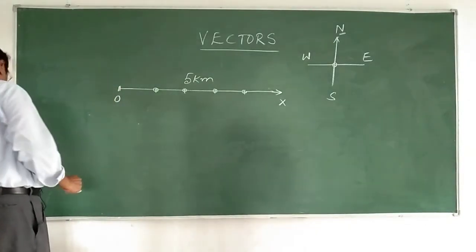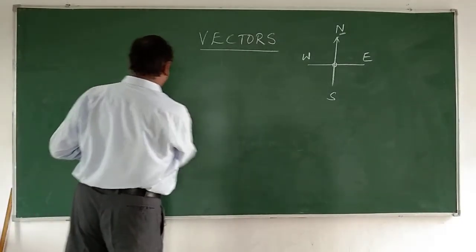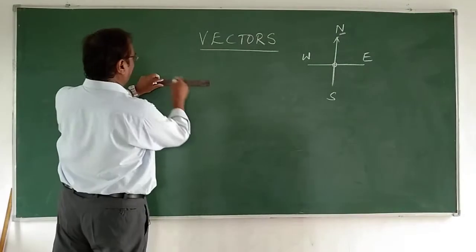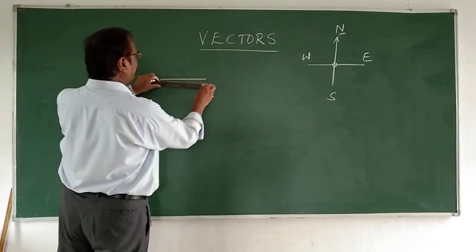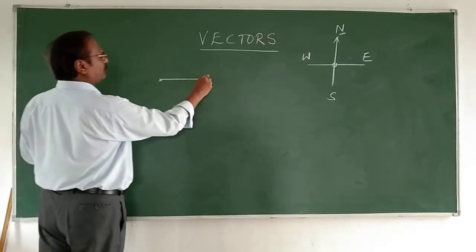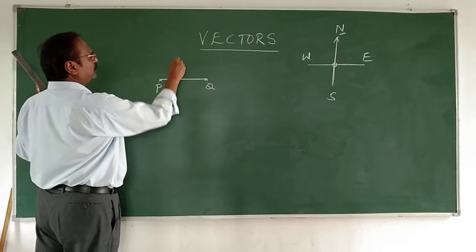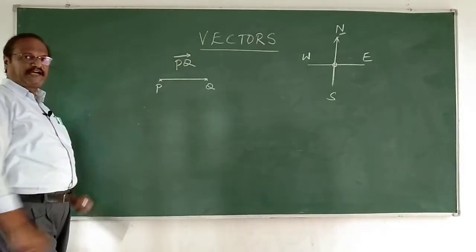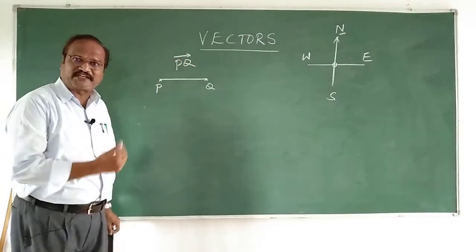Okay, so how do you represent a vector quantity? We represent a vector quantity by a straight line like this. Let us say this is point P and this is Q, then PQ is a vector. You see, above it I draw an arrow, so that represents a vector quantity.